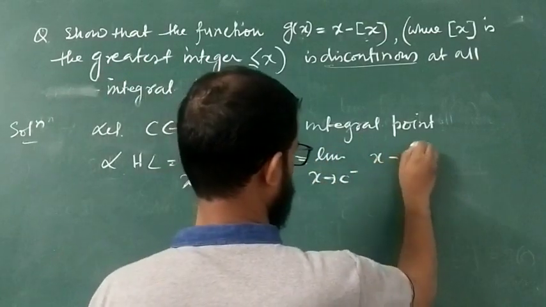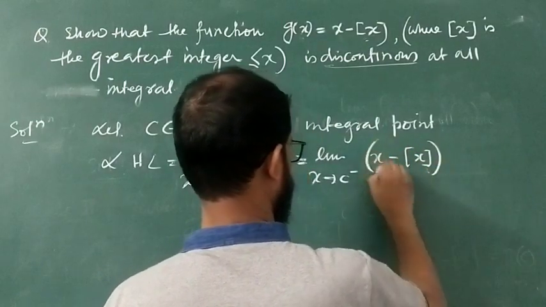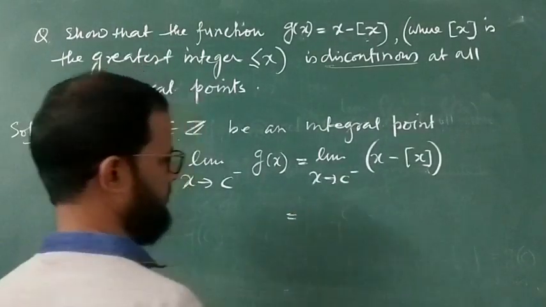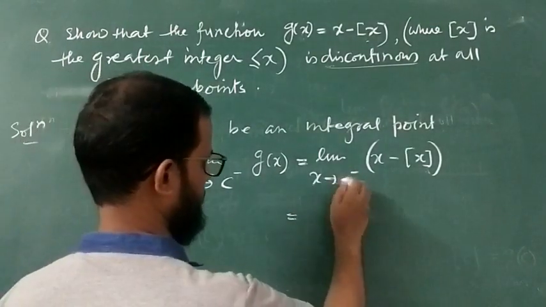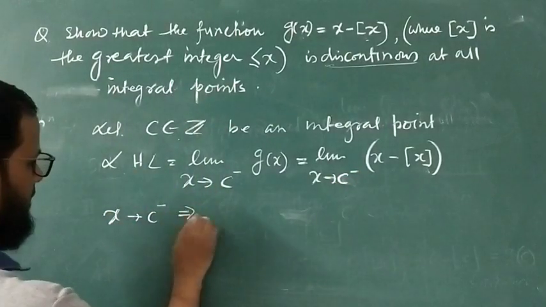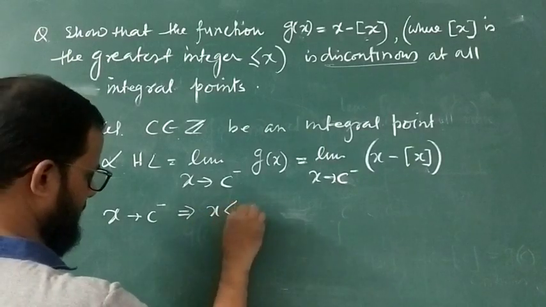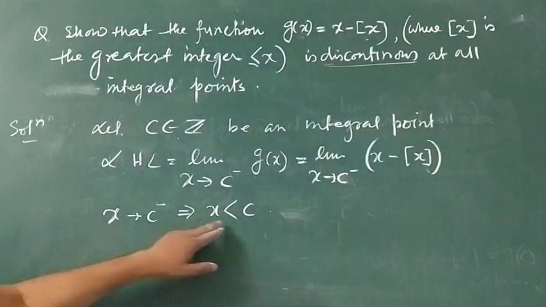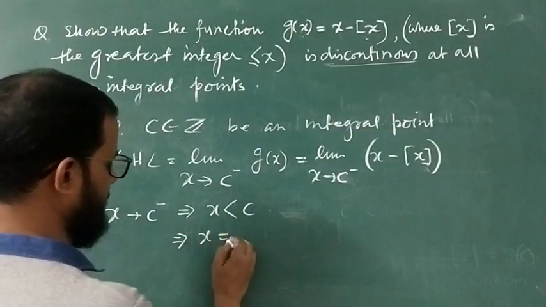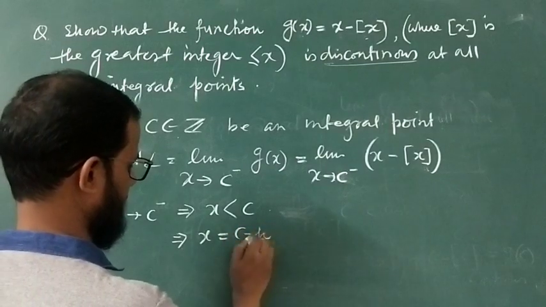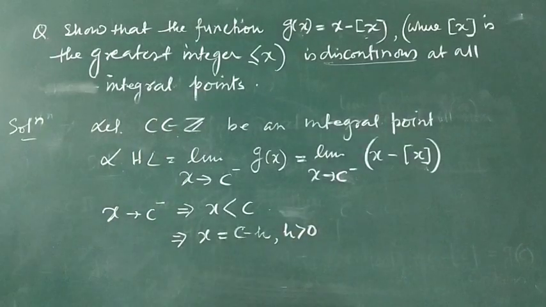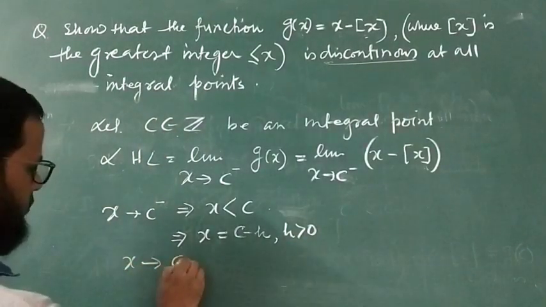Gx is what? X minus box x. Okay. Gx is equal to what? X minus box x. Now, here we know that x tends to C minus. X tends to C minus means we can write x is less than C. And when x is less than C, it can be written as x is equal to C minus h, where h is a small positive number. X approaches C from the left.